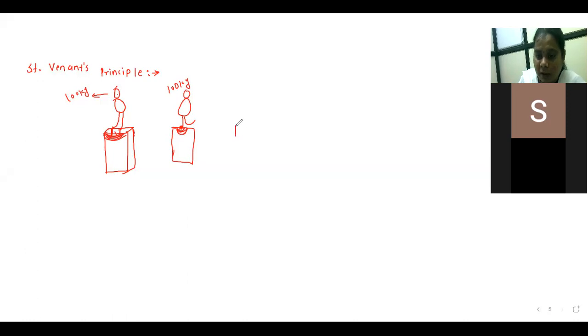And suppose this is our third case. The same column is there, and this person is resting only on his toe, that is only one finger. So the weight is the same, the load is the same, but the transferred area is very less.